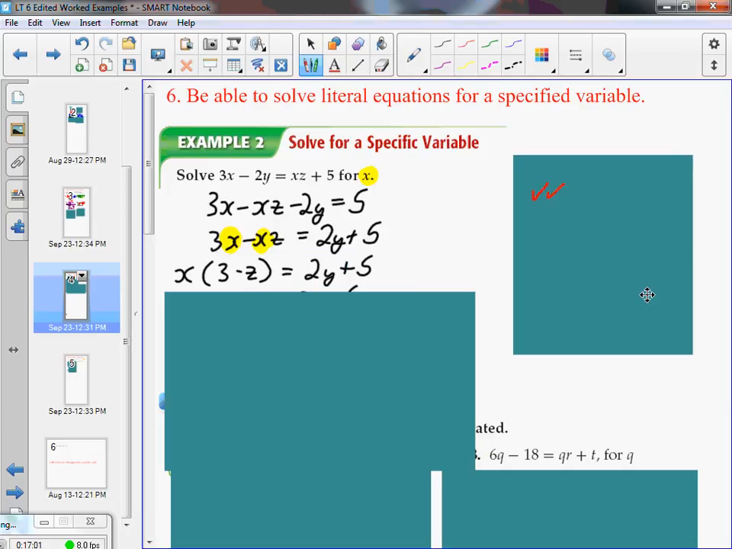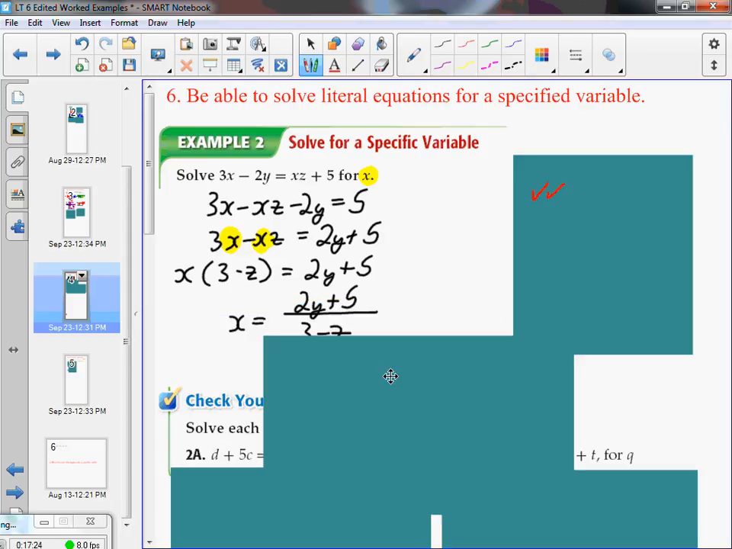How many z's are written in our equation now? Just one. How many x's do we have? Just one. Instead of two x's, like we've had the entire problem, now we have a single letter x written down. What do we do? Divide. Divide by 3 minus z.